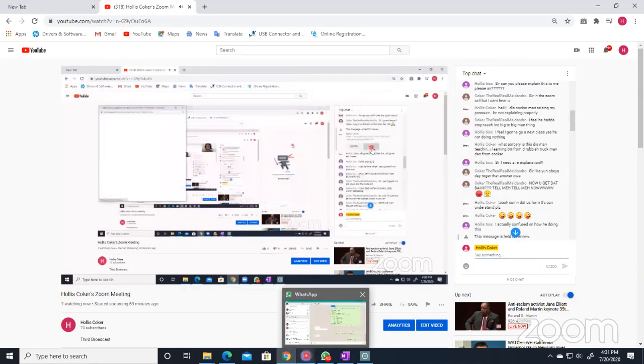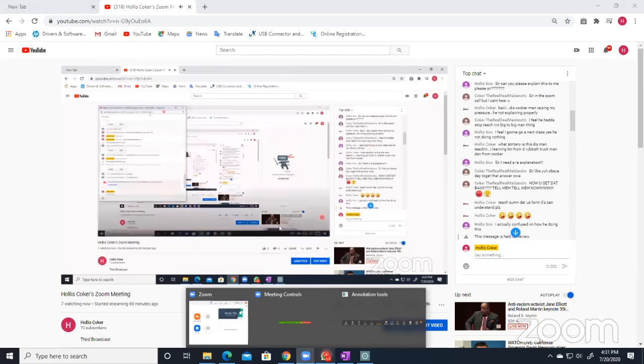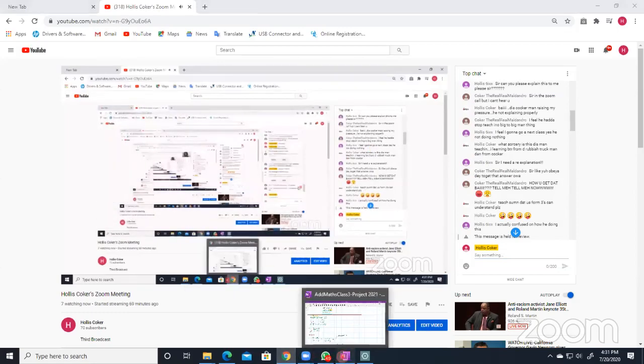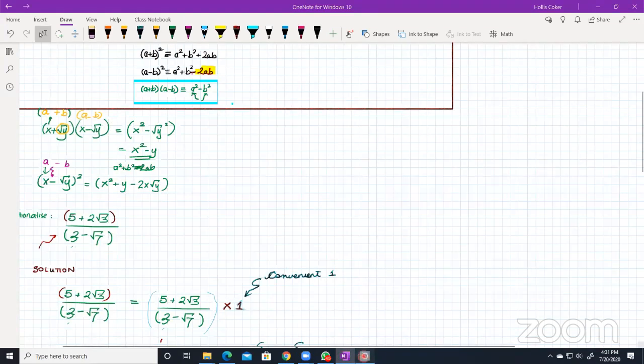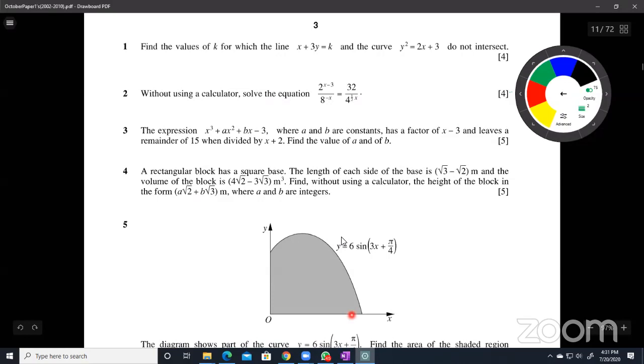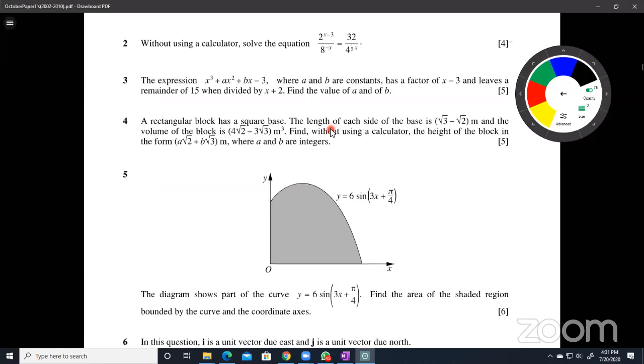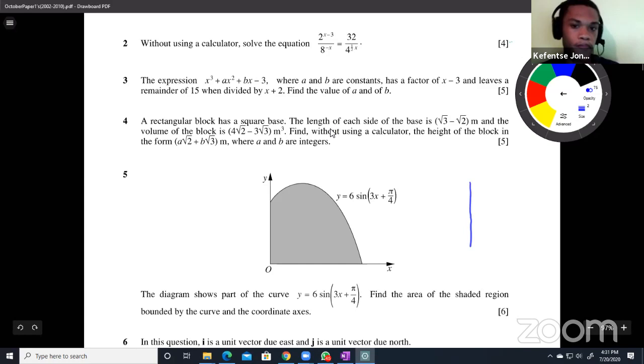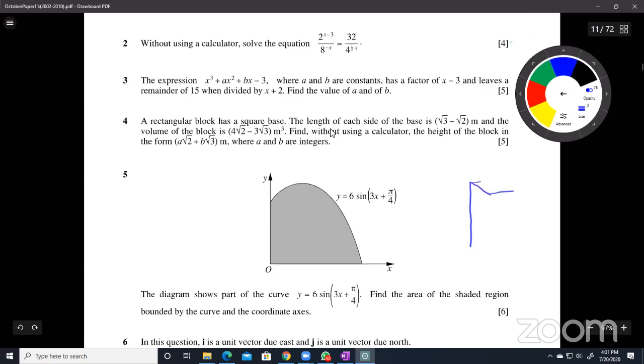Okay, so let me go back to where I was. I was here. All right, so for this question, I'm going to give you a hint. It's really quite simple. You have a rectangular block, but one face is actually a square. So that's what you actually have. And what they're telling us here is that, okay, this is like a side, that's like a side.